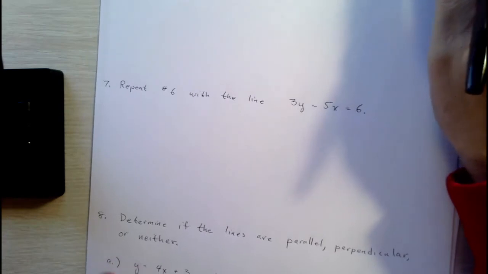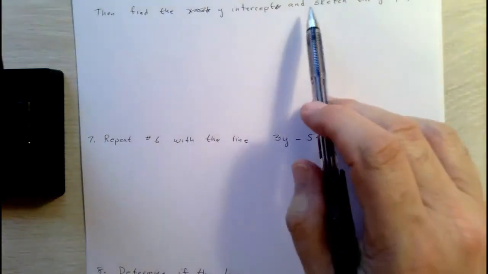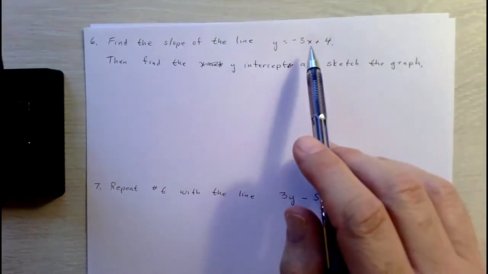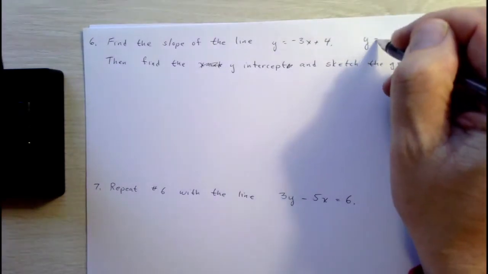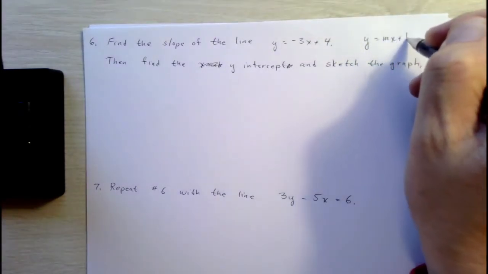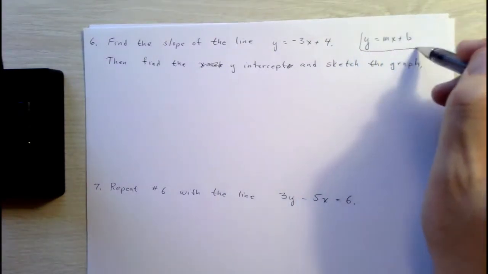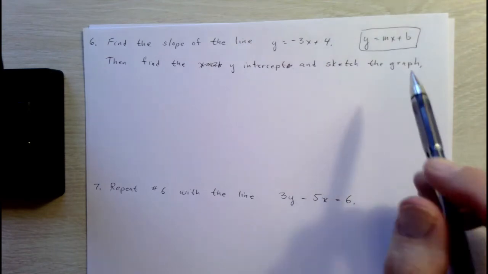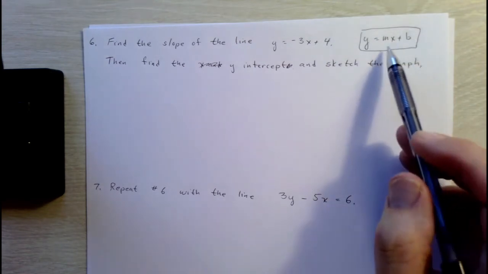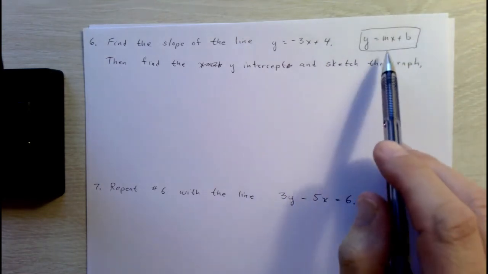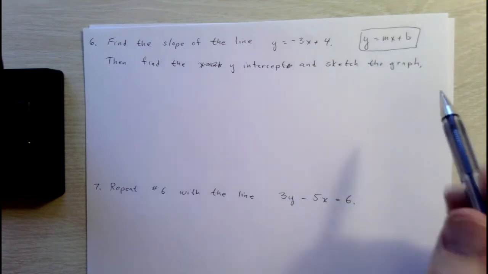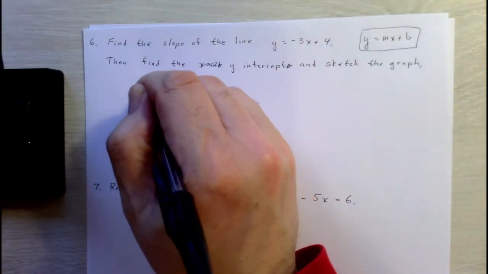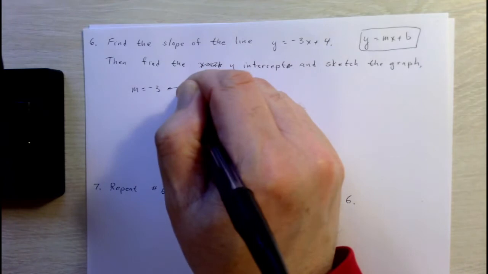If we want to find the slope of the line y equals -3x plus 2, this is in the form of y equals mx plus b. Any linear equation can be put in this form, as you can write y equals something times x plus b, and that m is going to be the slope. So the slope, m is -3.